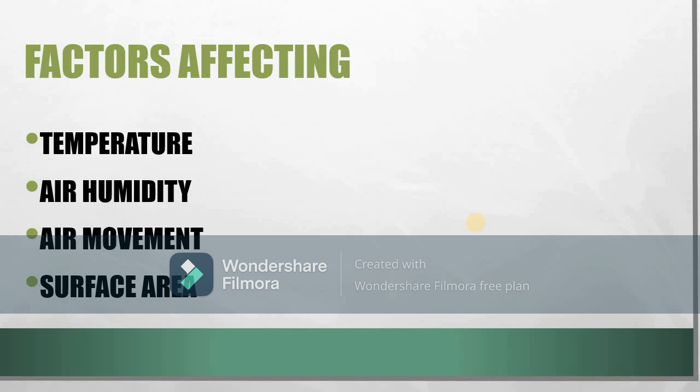Next thing is air movement. Air movement means the wind. When air is in motion, it carries away the evaporated water from the leaves, and it causes an increase in the rate of evaporation from the surface of mesophyll. So when air is still, the rate of transpiration is reduced. Then surface area. The more surface area, the more loss of water. The lesser the surface area, the lesser the loss of water.